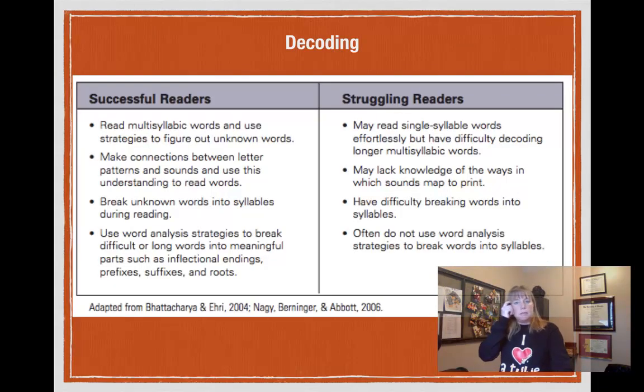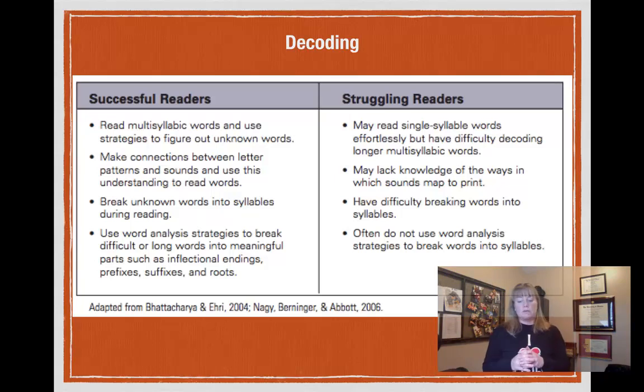So I want to look at the pieces that play into this, okay? We're going to look at all the different pieces of reading that have to be in place for students to successfully read. And the first one is decoding, okay? So decoding really just refers to the ability to decipher a word, okay, to break that word down.